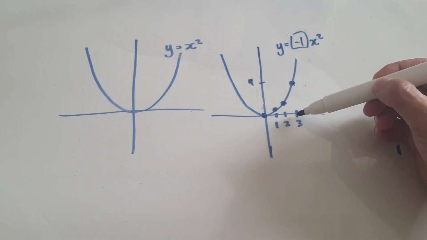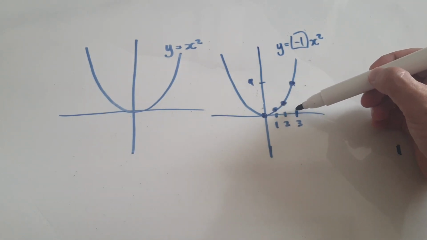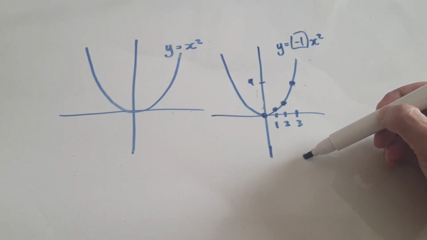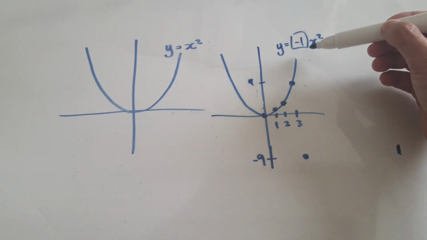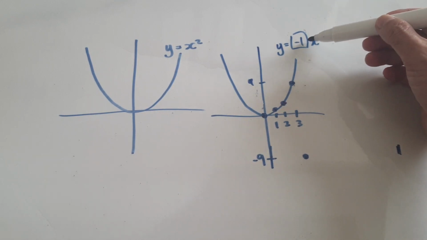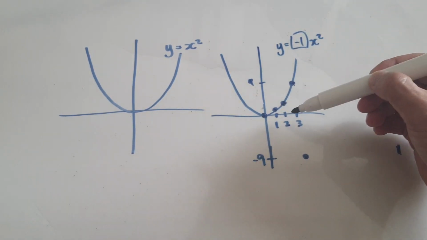Normally 3 squared would be 9, but because you've got that negative 1, it will become negative 9. So we'll jump down to here at negative 9. So let's look at 2 now. 2 squared would be 4. Now that you've got the negative 1, it becomes minus 4.